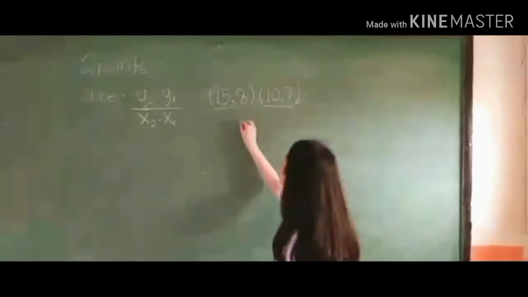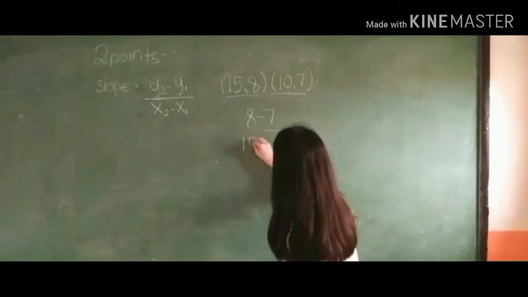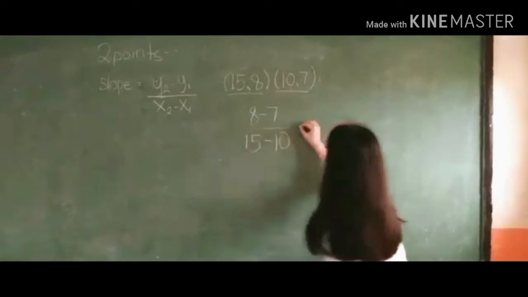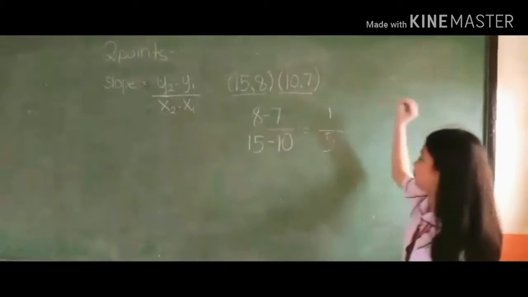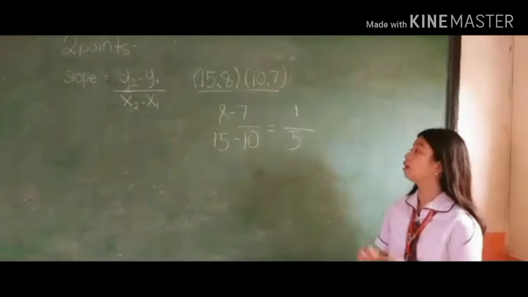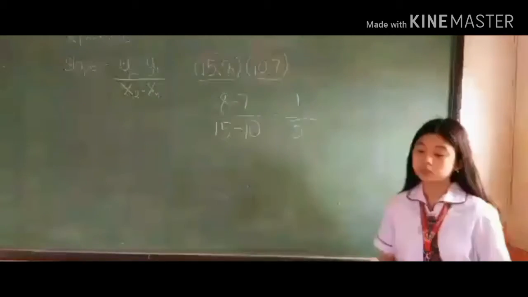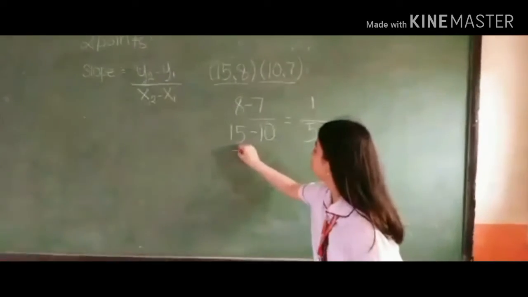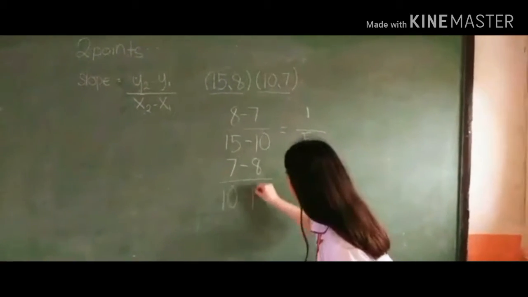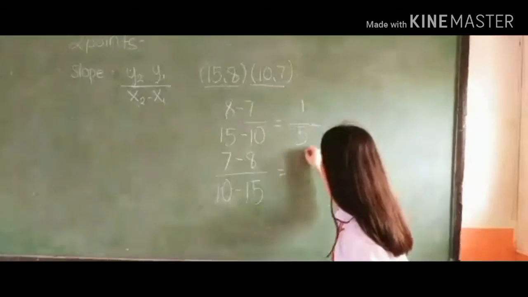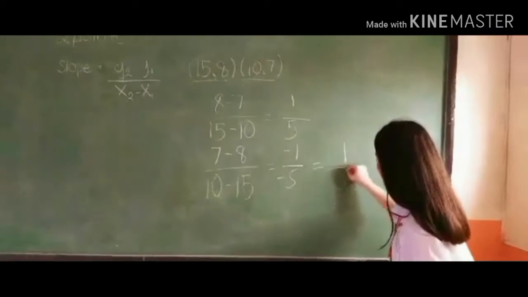So 8 minus 7 over 15 minus 10. So just do the equation. 1 over 5. It doesn't matter which point you choose for x1 and y1 and x2 and y2, since you get the same answer. So 7 minus 8 over 10 minus 15 equals negative 1 over negative 5, which is 1 over 5.